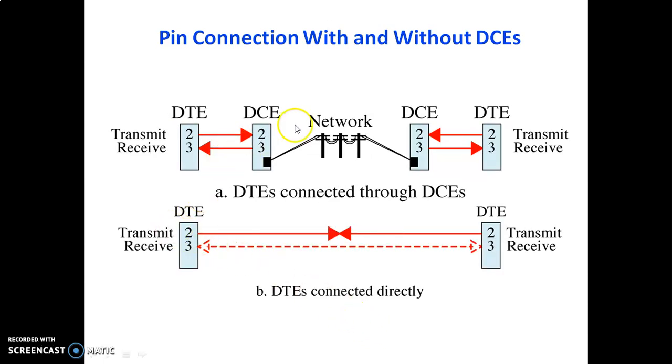This is the pin connection with and without a DCE. The DTE is connected to the DCE through pin number 2 and the DCE answers through pin 3. When both DTEs are directly connected, it cannot work and it will reflect the signal. So, we need a DTE-DCE interface for communication to occur between the two devices.